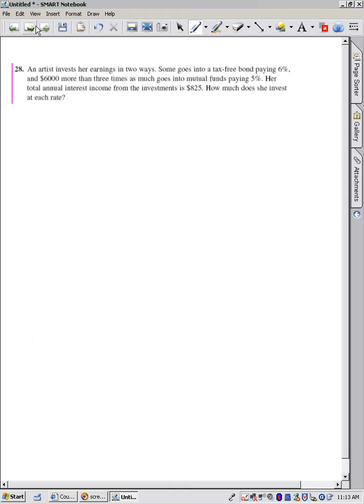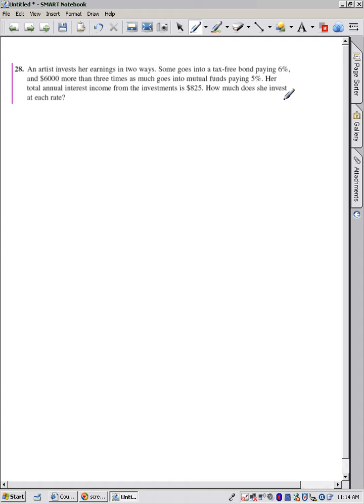The next problem is with concept. It says an artist invests her earnings in two ways. Bonds paying 6%, and 6,000 more than 3 times as much goes into mutual funds paying 5%. Her total annual interest income is $825. How much does she invest at each rate?